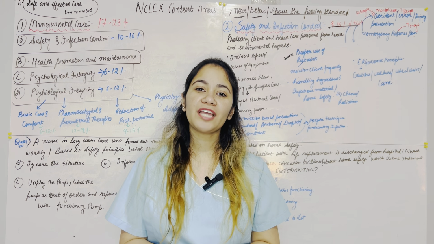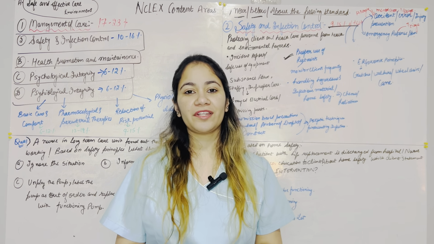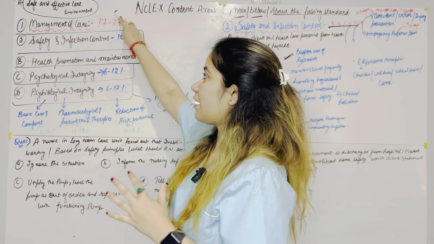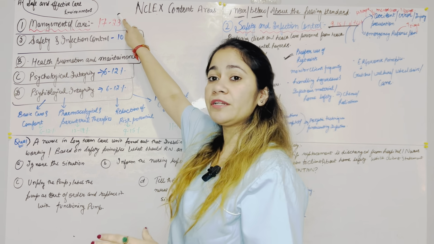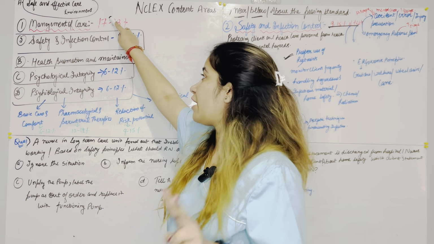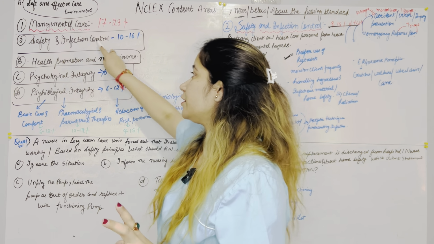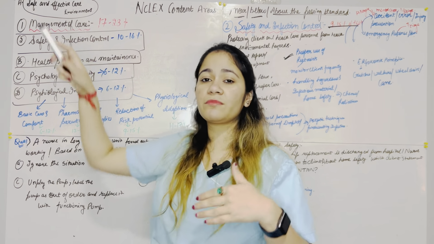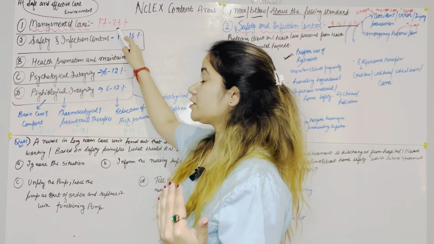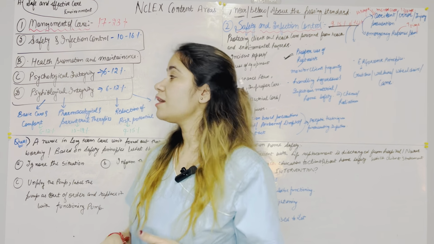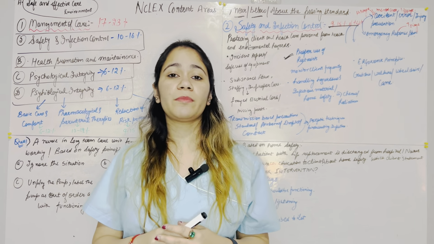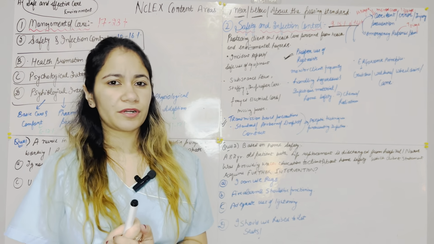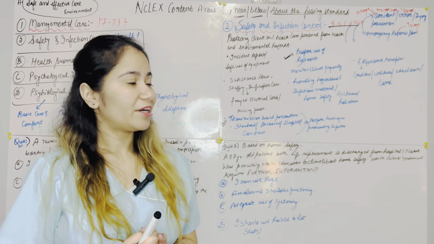In my last video, we discussed the content areas of the NCLEX-RN exam, in which we covered the first main factor, which is safe and effective care environment, which comprises two sub-factors. First is management of care, second is safety and infection control. Management of care we discussed in my last video, which comprises 17 to 23% of the test. In today's video, I'm going to discuss safety and infection control, which comprises 10 to 16% of your test. So let's get started.